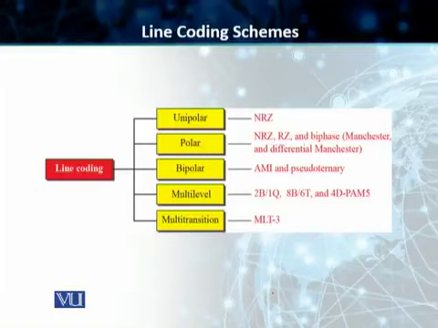Then we have got some bipolar techniques, and we have got AMI, which is alternate mark inversion, and we have got pseudo-ternary, and then we have got some multi-level or multi-transition techniques which are employed in specific use cases that we are going to briefly talk about.